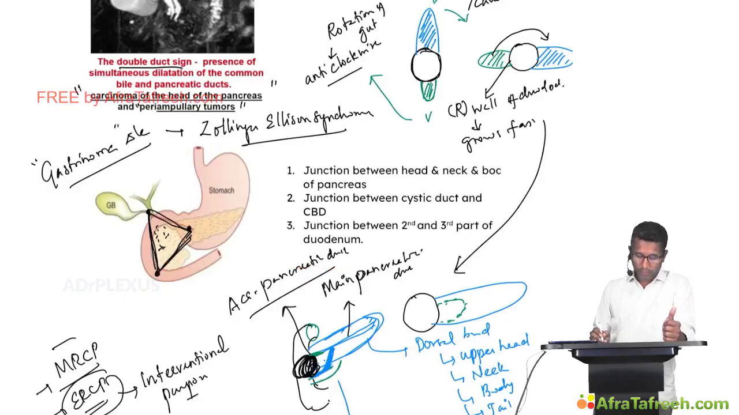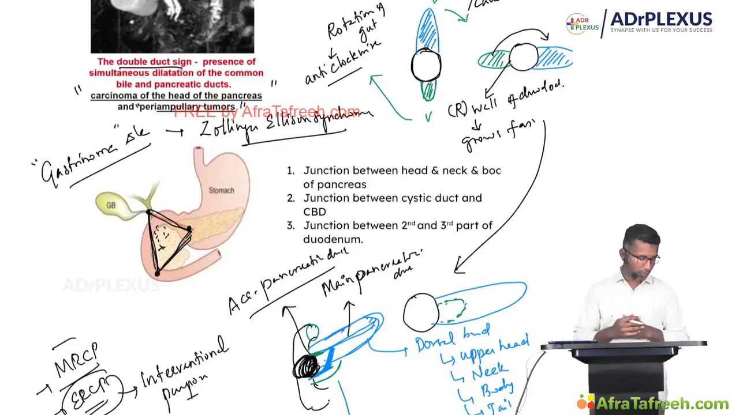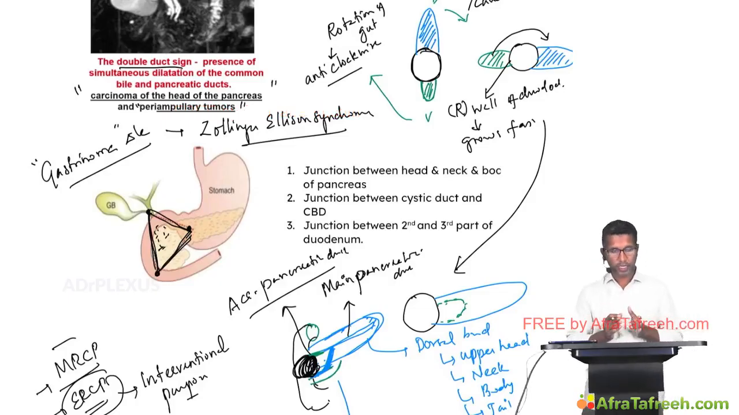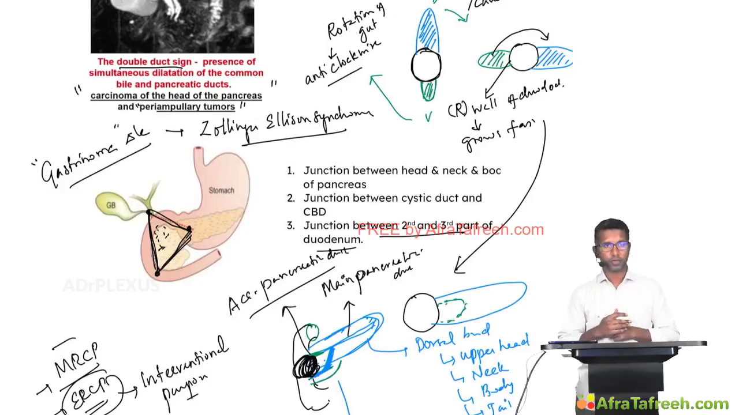How do you draw the gastrinoma triangle? One point is at the junction of the cystic duct with the common hepatic duct. The other is at the junction of the neck and the body of the pancreas. The other is at the junction of the second and third part of the duodenum. So this triangle is called the gastrinoma triangle. These are certain applied aspects related to the pancreas.